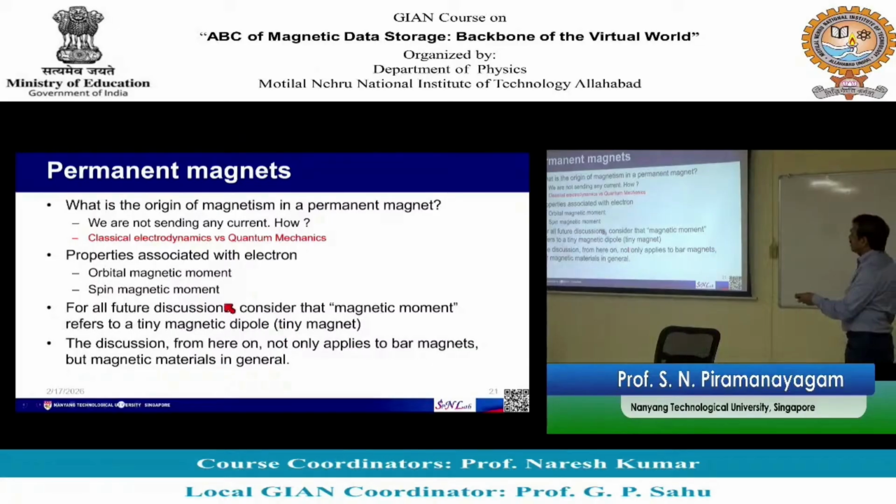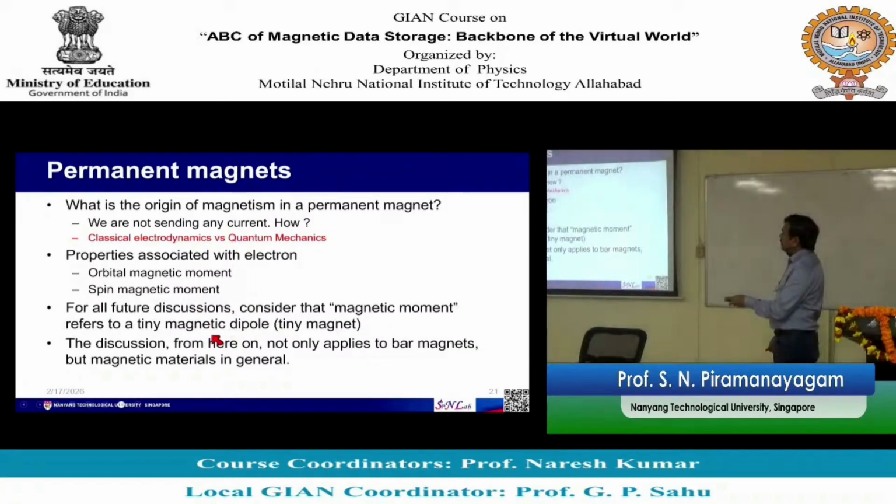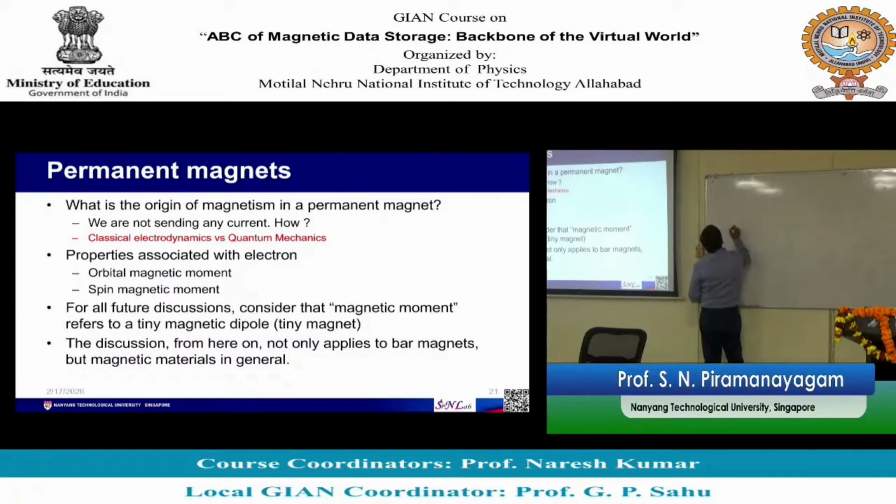Okay. So, magnetic moment basically represents a tiny magnetic dipole. You know that magnets have two poles, and we call them dipole, magnetic dipole. So, when I talk about magnetic moment, I am going to talk about a very tiny magnetic dipole. We may not use this symbol, we use an arrow to represent magnetic moment.